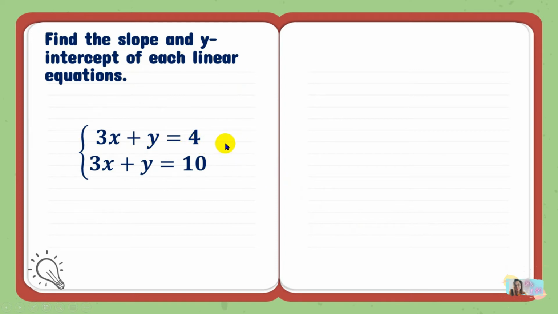So, 3x plus y is equals to 4, additive inverse of positive 3x, that is negative 3x. So, we have to add negative 3x on both sides of the equation. And then, we're going to have y is equals to 4 minus 3x. And then, itong ating minus 3x, kailangan mapunta siya sa unahan para siya yung maging mx natin or slope and x natin. Magkakaroon tayo ng y is equals to negative 3x plus 4.